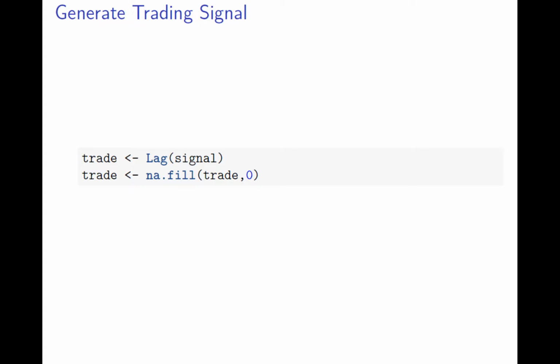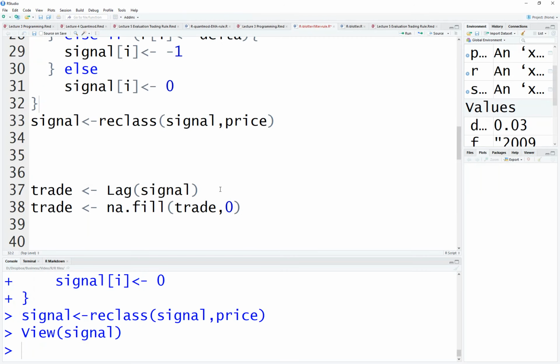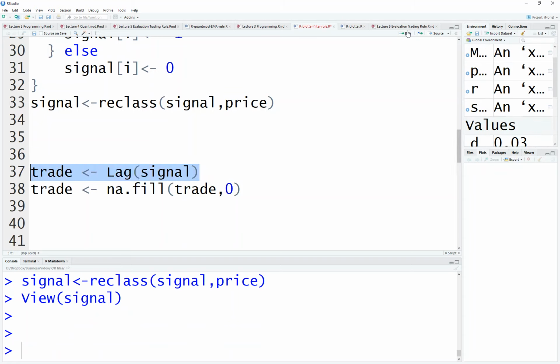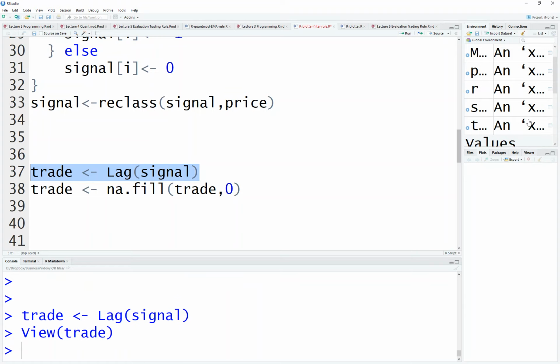Here is the trading signal with lag, of the before. Because the first one is NA because we lag, we want to replace NA by 0. Because for NA we want it to not do anything, so that's why we have lag with NA fill here. So that's how it works. So suppose I have this, sorry, you have this. Run this, look at the trade.